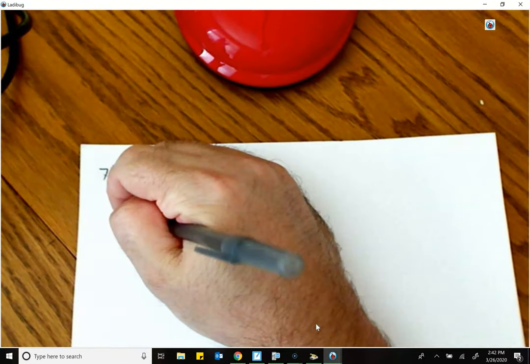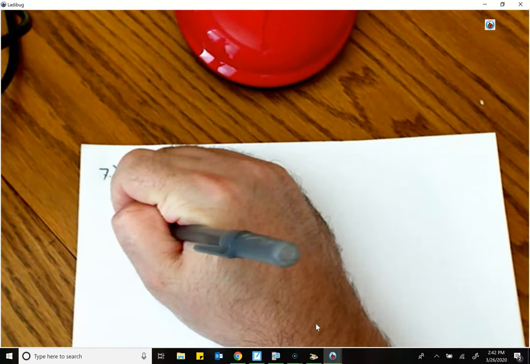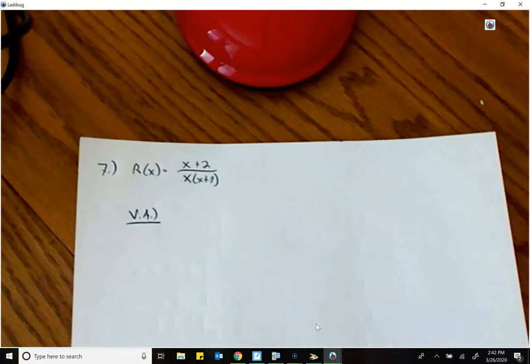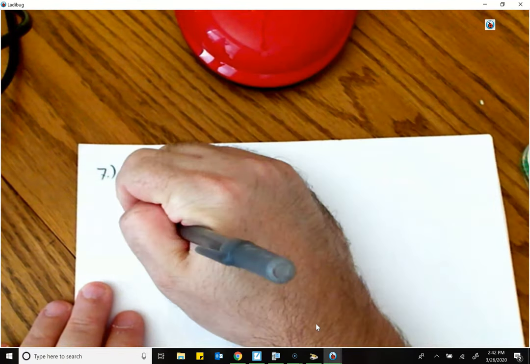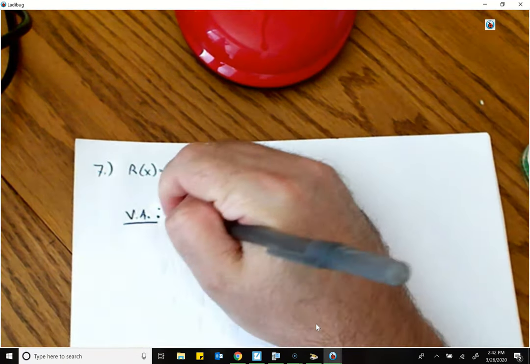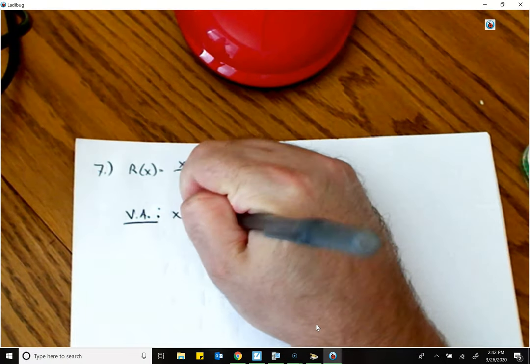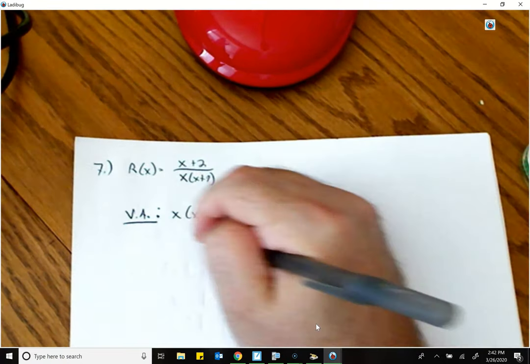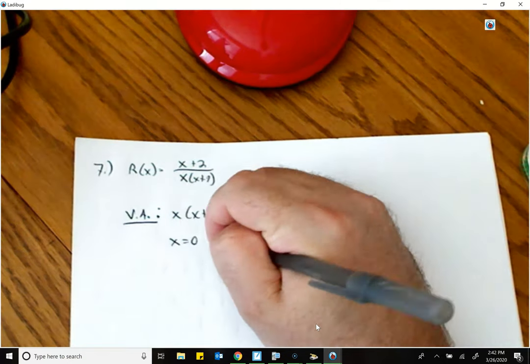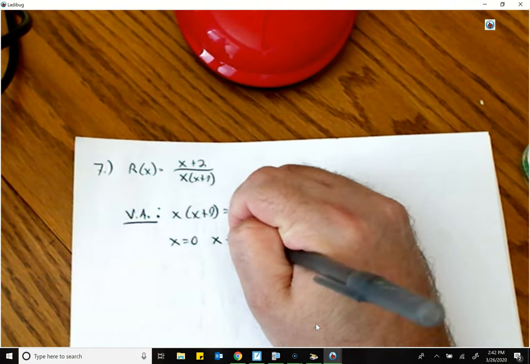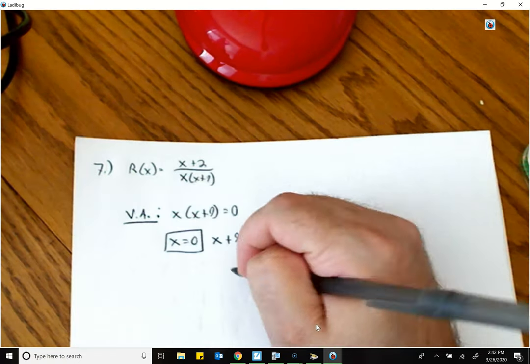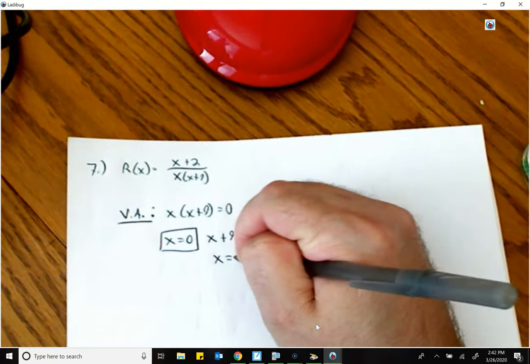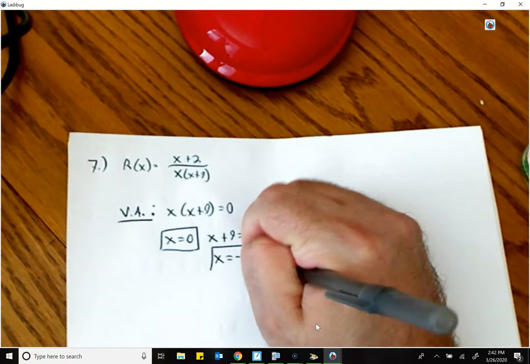So to find the vertical asymptotes, all you have to do is set the denominator equal to 0. Okay? So let me fix that. I meant to put a colon. So x(x plus 9) equals 0. And we separate those out. x equals 0 and x plus 9 equals 0. And notice you end up with the same numbers that we talked about with the domain. And that's a good thing.